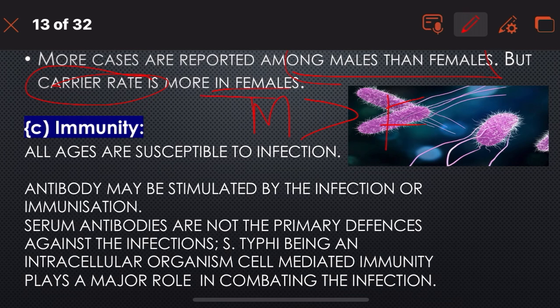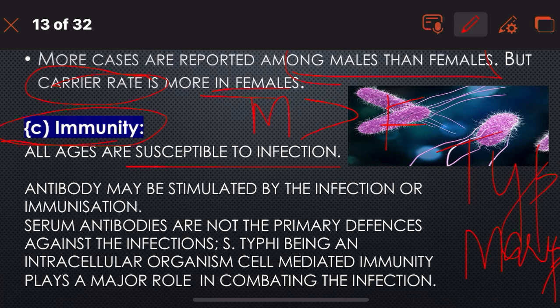So you can remember the Typhoid Mary case. She was a carrier who was infecting individuals for many years. Mary was a lady, so females have more incidence of carriers compared to males, but overall, when we take the cases, males have predominance. Then comes immunity. All ages are susceptible to the infection, everybody is susceptible.